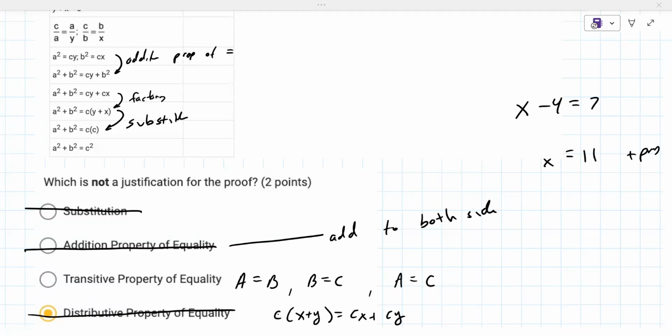Distributive property. My question is, can it go backwards? Because I don't think there's a factoring property of equality.